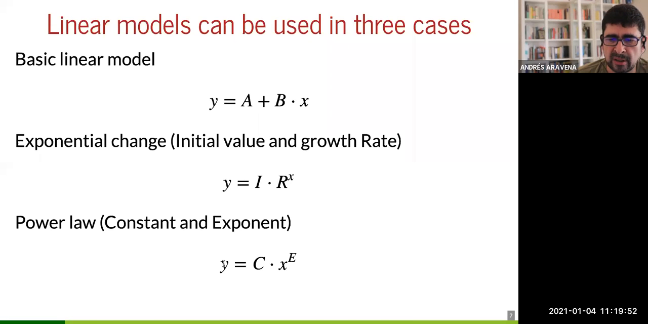Finally, you have more things, but for today we have this power law that you have a constant and then an exponent, like how the things are going to grow. So these are the two. You notice there is something here that in all these cases, we have y, we have x, and we have two coefficients. One is the intercept and the slope. One is the initial value and the growth rate. One is the constant and one is the exponent. But there are two variables, two unknowns in every model.